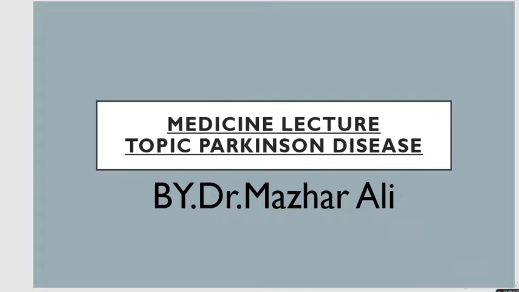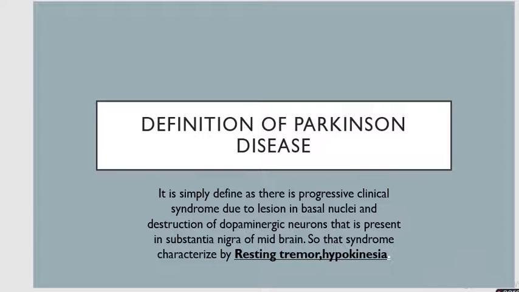So how do we classify and study Parkinson disease? The definition of Parkinson disease is a progressive clinical syndrome due to a lesion in the basal nuclei and the destruction of dopamine neurons. Dopamine neurons are a stimulator of the cerebral cortex. These neurons are present in the substantia nigra of the midbrain. The substantia nigra contains dopaminergic neurons, so any lesion in the midbrain can damage the dopaminergic neurons.